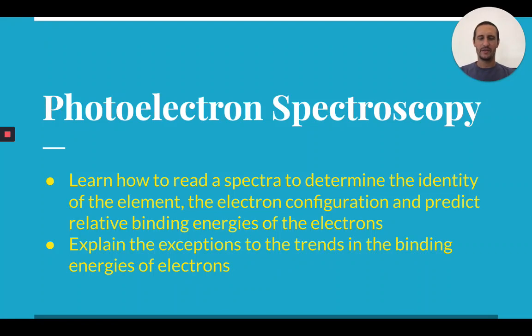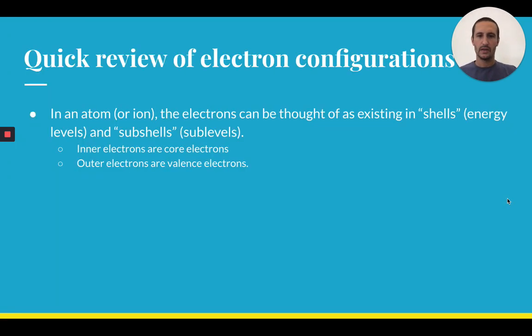Hey everybody, Mr. Johnston here, and today we're going to do a quick review of photoelectron spectroscopy. In this video, I hope that you learn how to read a spectra to determine the identity of an element, the electron configuration, and be able to predict relative binding energies of electrons. I also would like to explain the exception to the trends in binding energies for electrons.